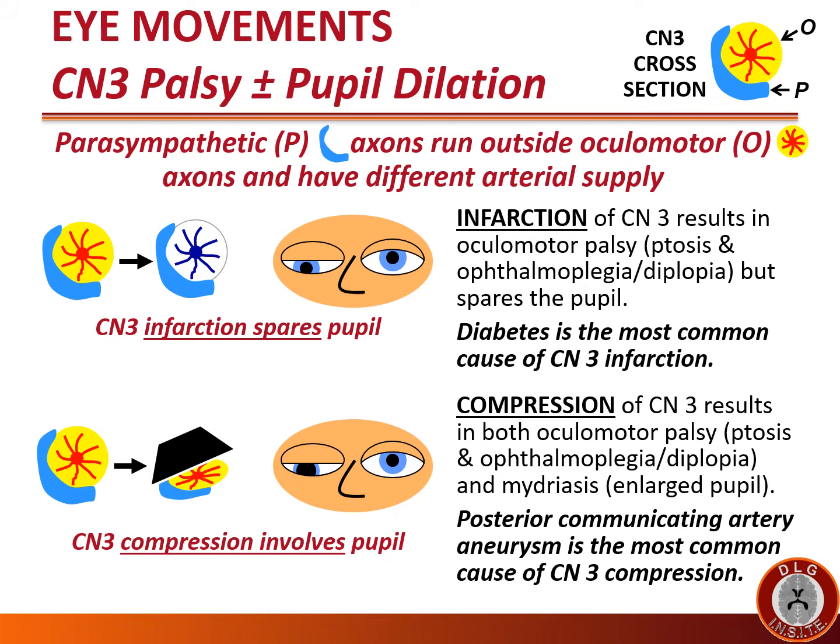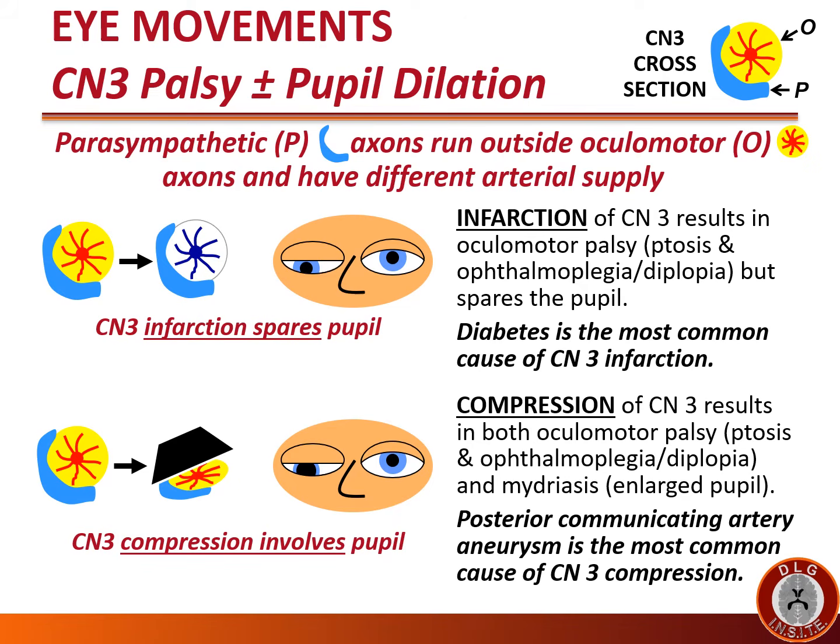different arterial supply. So, infarction of the cranial nerve 3 results in oculomotor palsy with ptosis, ophthalmoplegia, vertical diplopia, but spares the pupil. The most common cause of this is diabetes, causing microvasculature changes that lead to infarction of the third nerve. Diabetic third nerves spare the pupil. Infarctions of the third nerve have normal pupils, despite the fact they have ptosis and ophthalmoplegia.